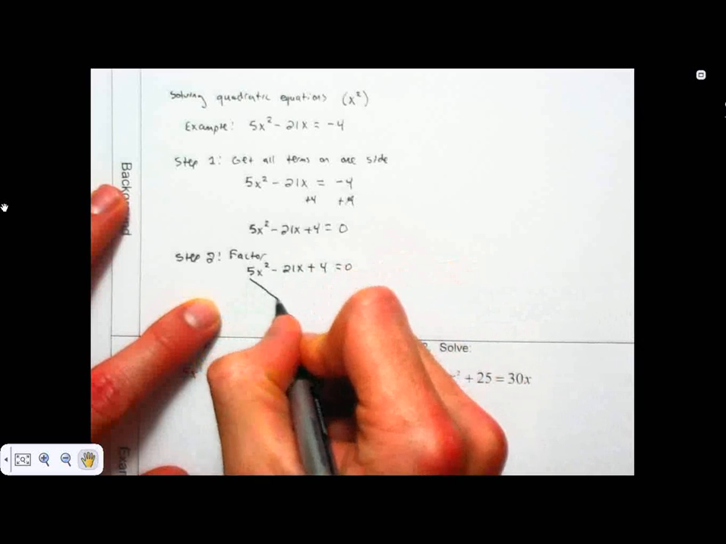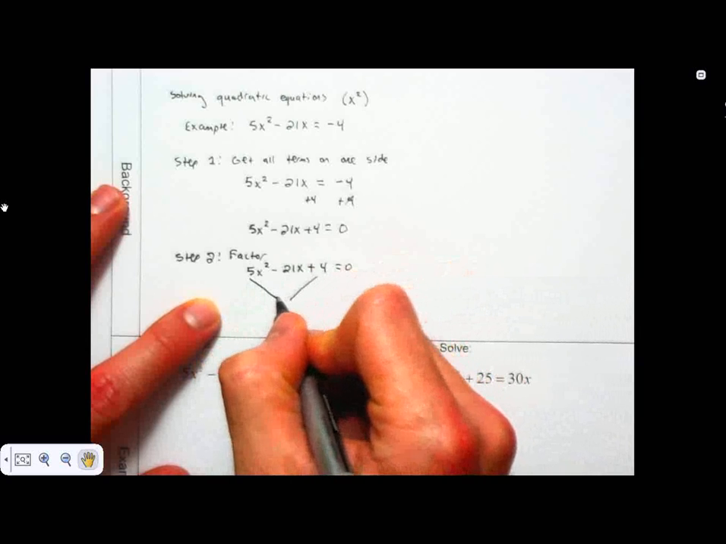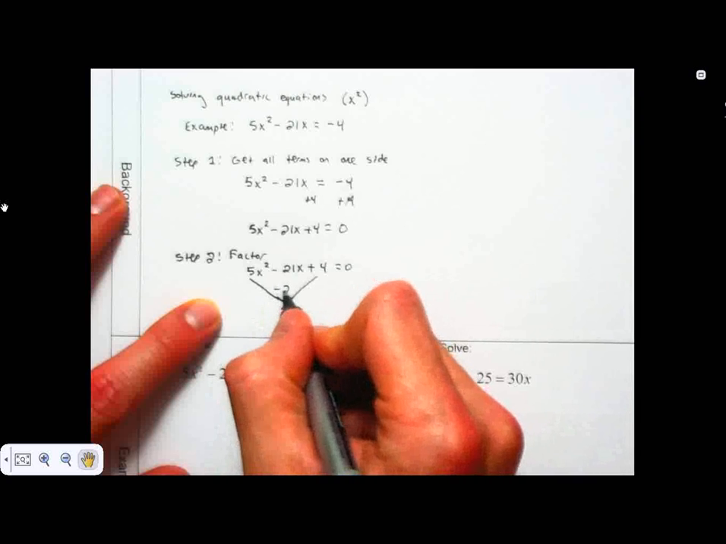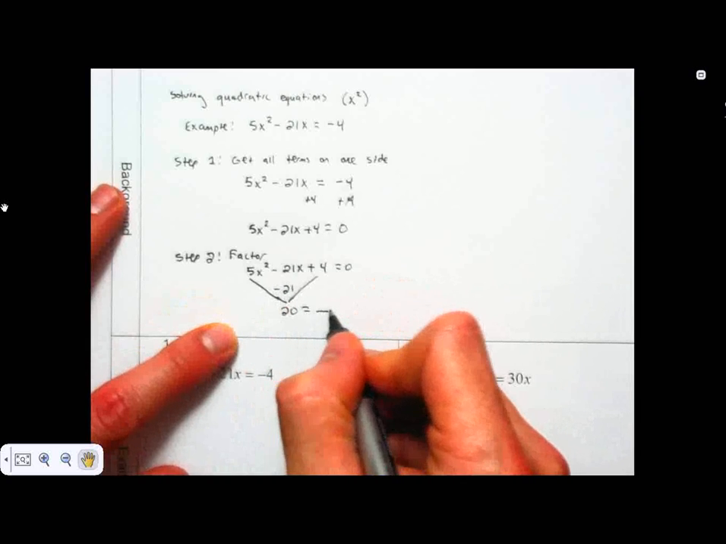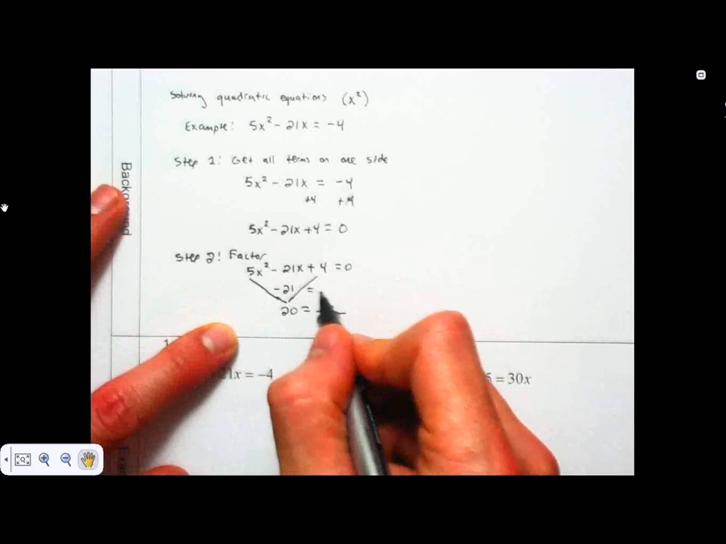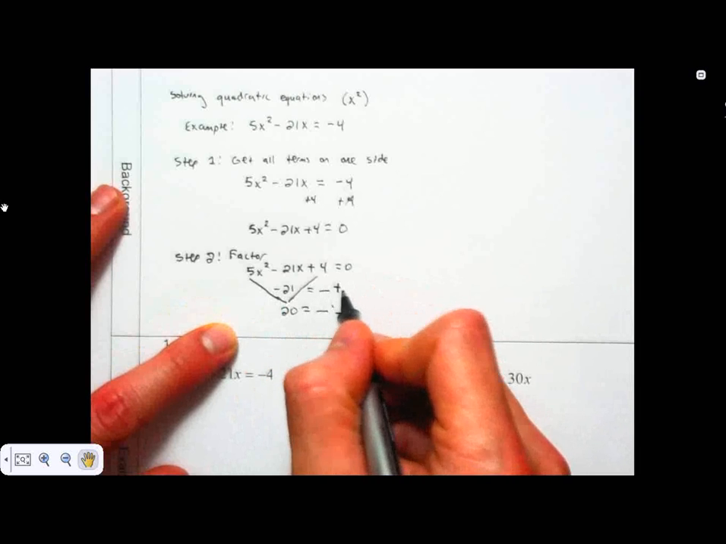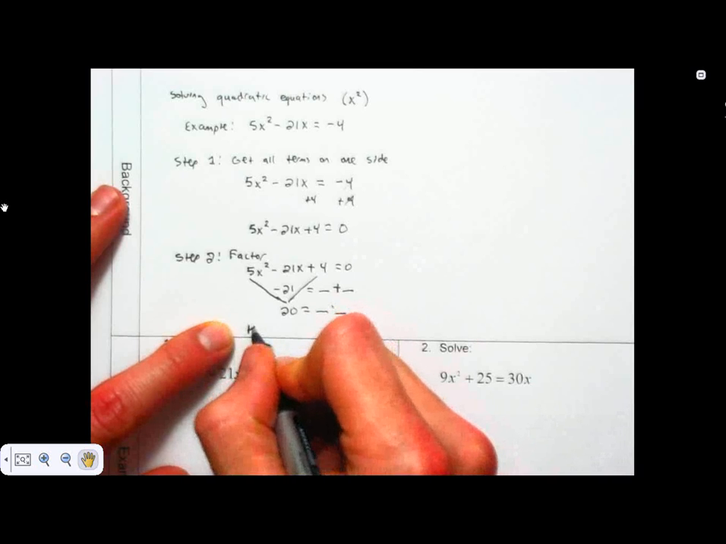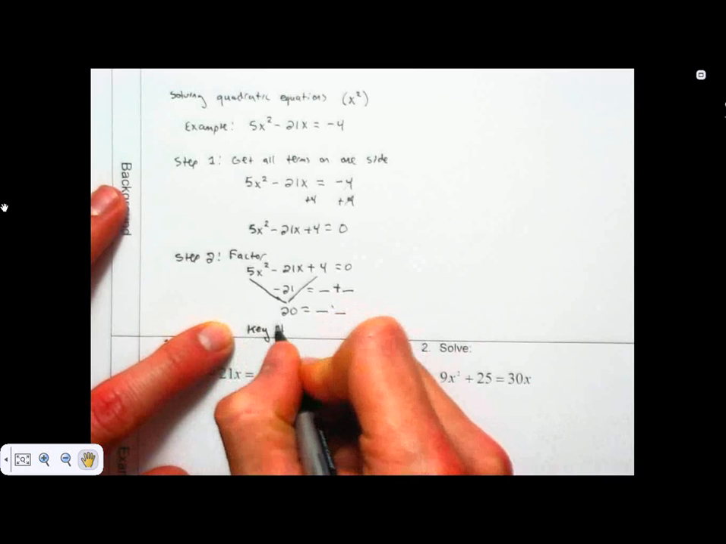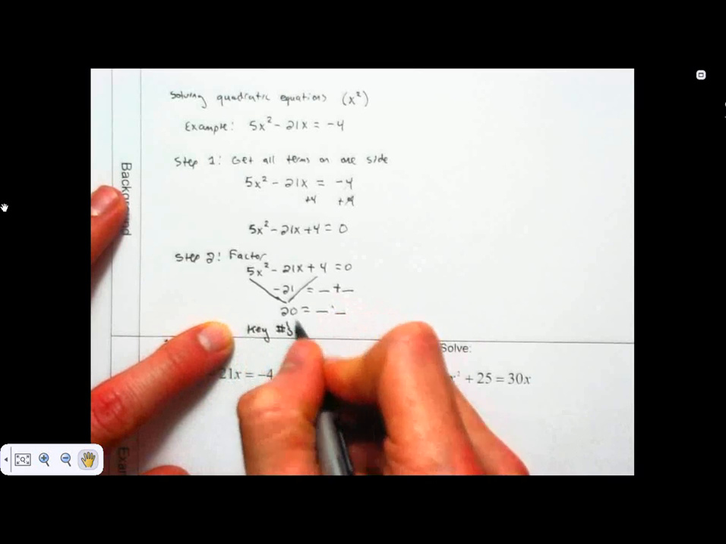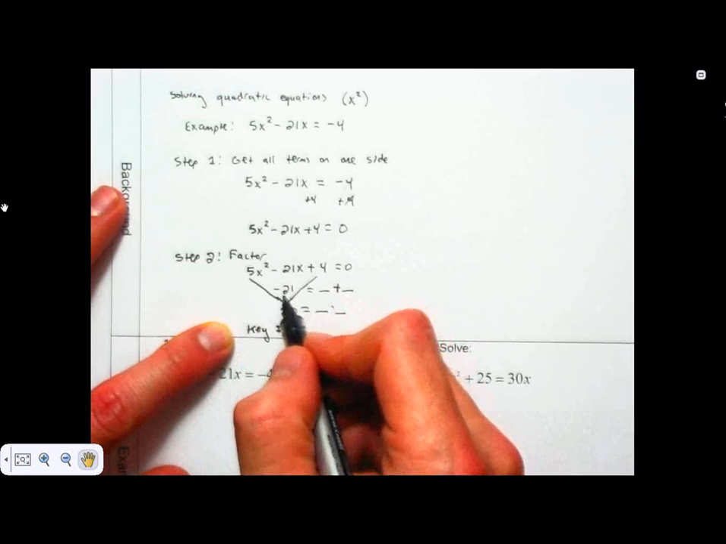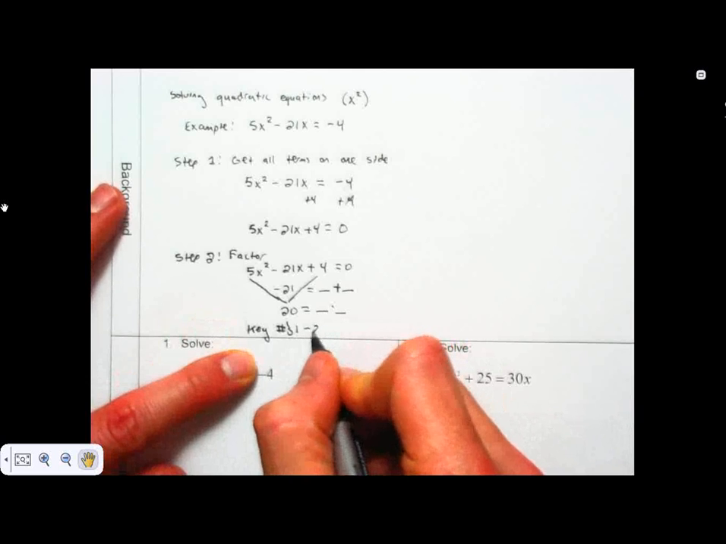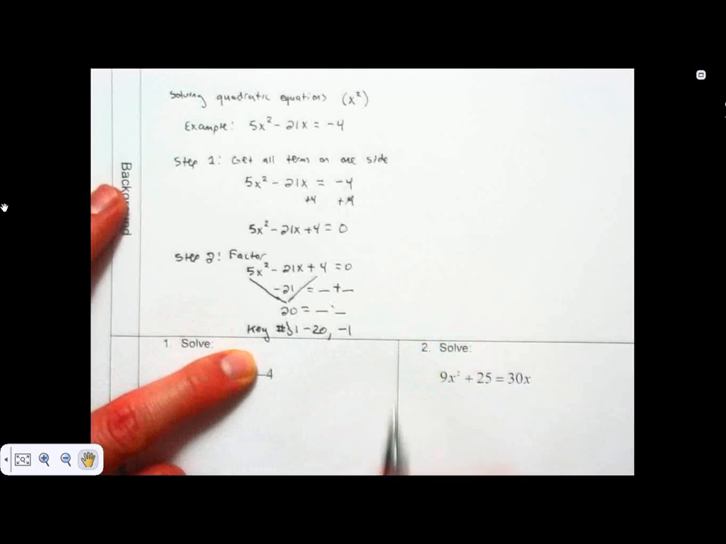So I'm just going to multiply my two outside guys together. So that's 20. So I'm looking for two numbers that multiply together to be 20 and at the same time add together to be -21. Well, if they're going to multiply together to be a positive, but then add together to be a negative, I know we're looking for two negative numbers. So -20 and -1, I think are going to do the trick.